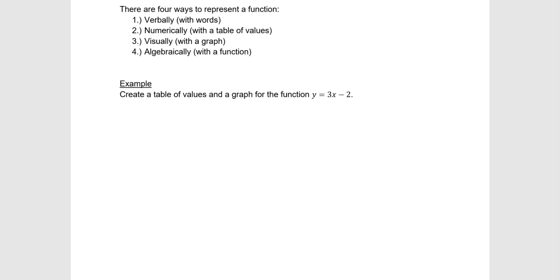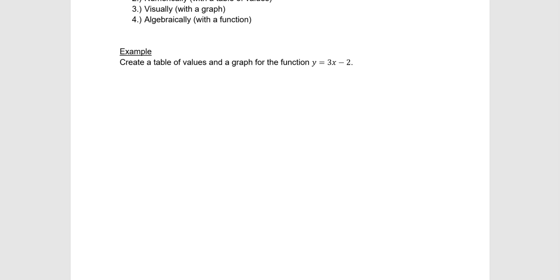Okay, moving on to the different ways that we can represent a function. There's 4 main ways that we can represent a function. The first one is verbally, and that's just saying it with words. The second one is numerically, which is with a table of values. The third way is visually with a graph. Fourth way is algebraically with a function. We're not really going to use verbally a whole lot. Same with numerically, we won't even use that a lot. Typically, we're going to be using visually and algebraically, graph and function.